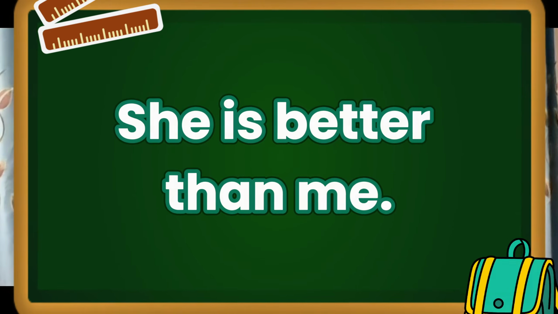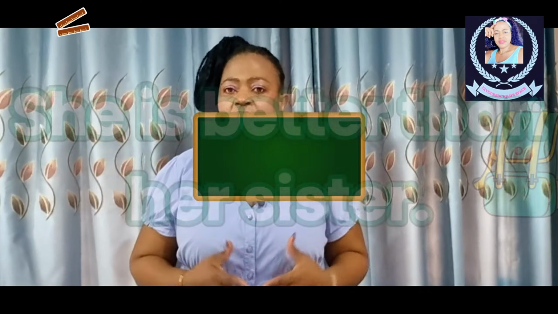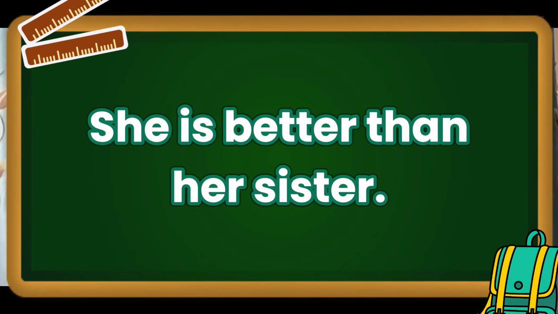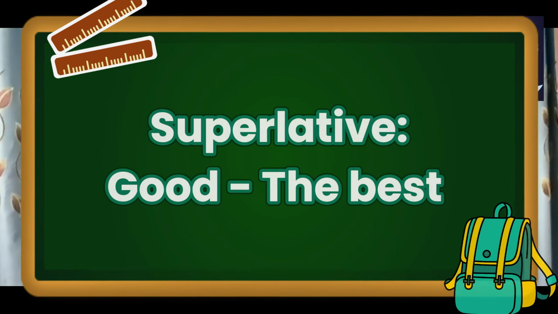For example, she is better than me. She is better than her sister. That is for the comparative adjective. Now, what about the superlative adjective? How do we form the superlative adjective with good? What is the superlative form of good? The superlative form of good is best or the best.